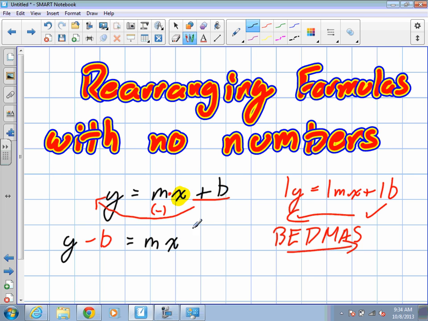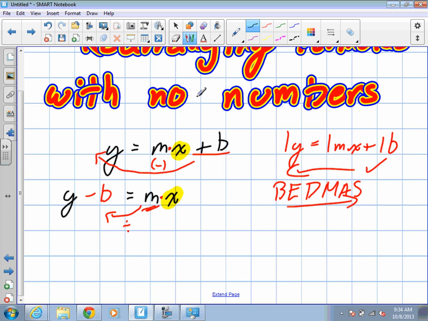mx. Again, the goal is to get x by itself, and this is m times x. So we want to move m to the other side. If we want to move m to the other side of the equation, what operation do we have to use? Division. And we have to divide the entire other side of the equation. So this will now read y minus b all over, or divided by, the letter m, which is equal to x. So we've now isolated our variable of x.